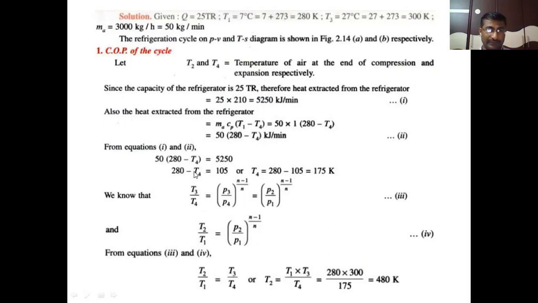T4 is the temperature at point 4 after expansion. So T4 is 175 kelvins. From the above equation, we get the T4 value as 175 kelvins.